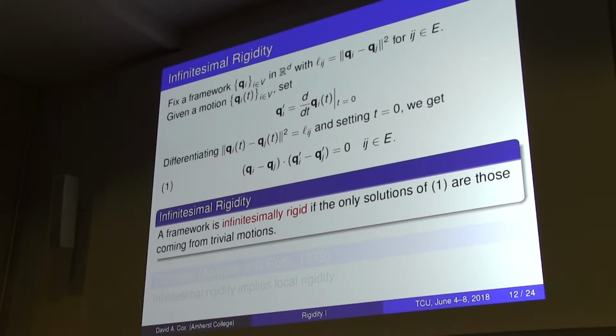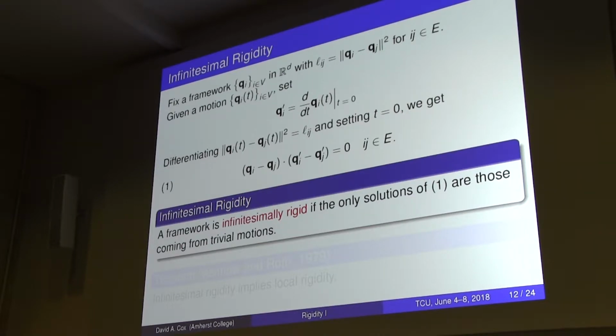So we have our framework, and we have the edge lengths we want. And if I have a motion, then I can take the derivative of the motion and evaluate it at 0. So this is the velocity vectors of the points. This is how the points want to move. And then if I differentiate this equation right here with respect to t, because this is always equal to a constant, I set t equals 0, and I discover that this vector is always perpendicular to that vector.